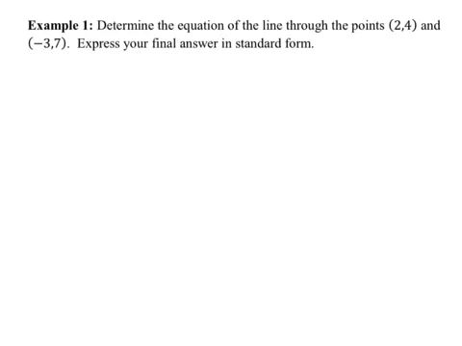Example 1 says to determine the equation of the line through the points 2, 4, and negative 3, comma 7. Express your answer in standard form. So what I'd like to do is to take a look at both ways to solve this. First using point slope, then using slope y-intercept. So let's start with point slope. Well, we have a point already. We have 2 points, it looks like.